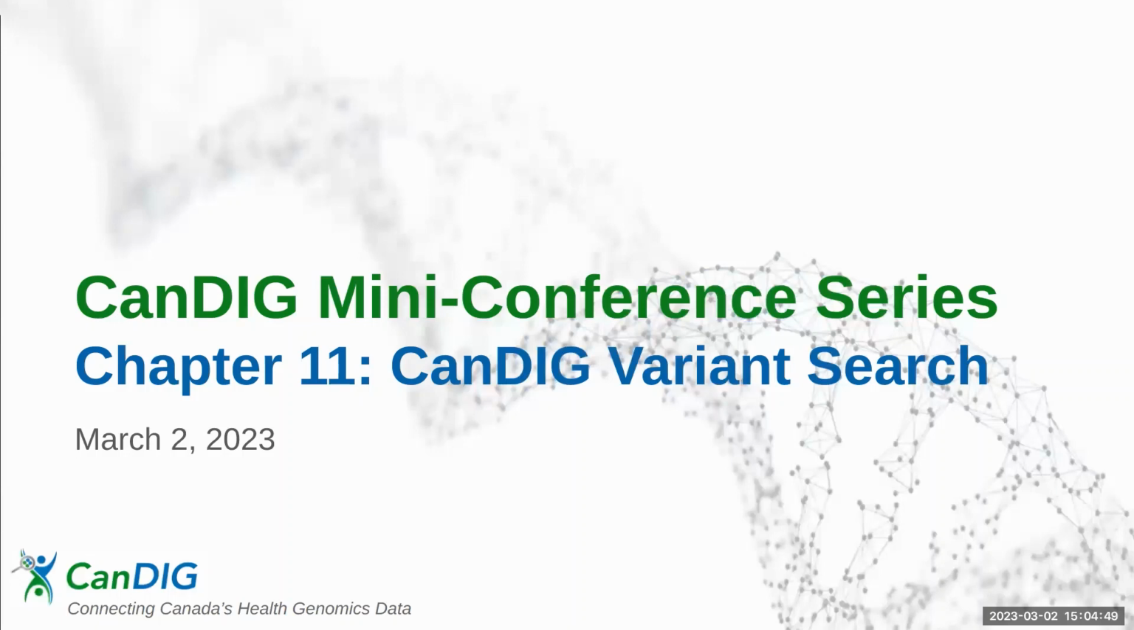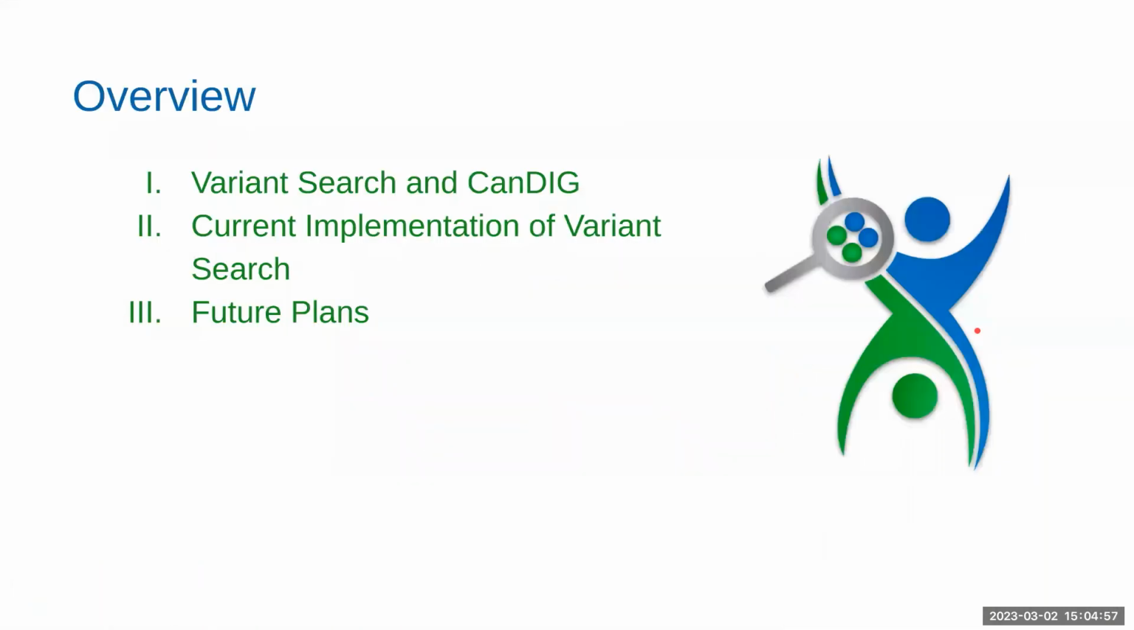And today I'm just going to present the current work that's being done on the CanDIG team's variant search platform. I'm going to make sure that everyone's on the same page. I'll be introducing what genomic variants are, why we're interested in implementing this functionality into CanDIG, followed by telling you about what we currently have in regards to variant search, and finally moving on to stuff that we are currently developing.